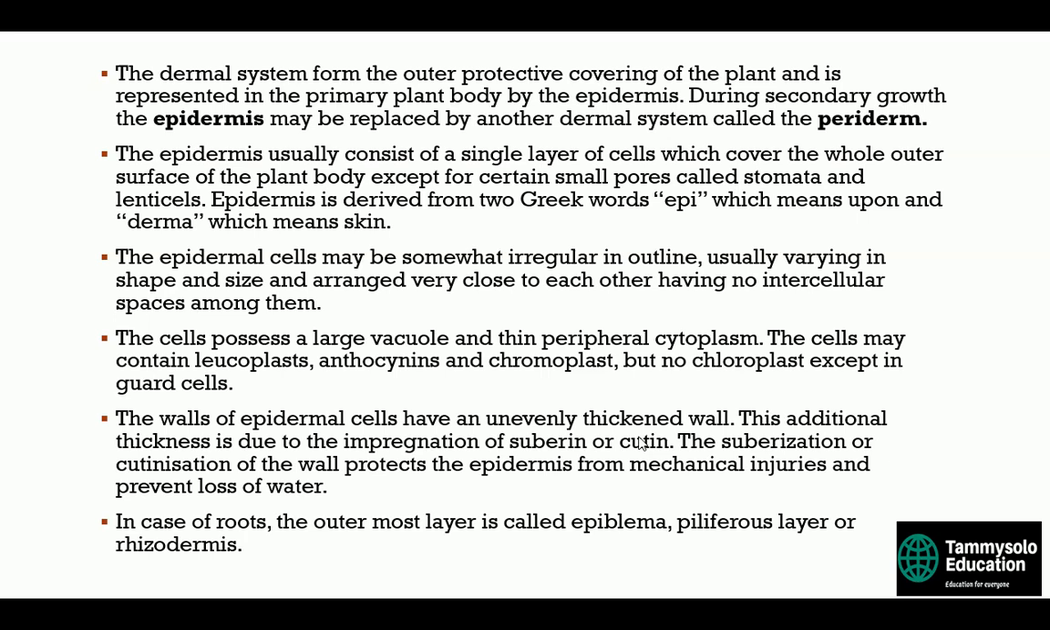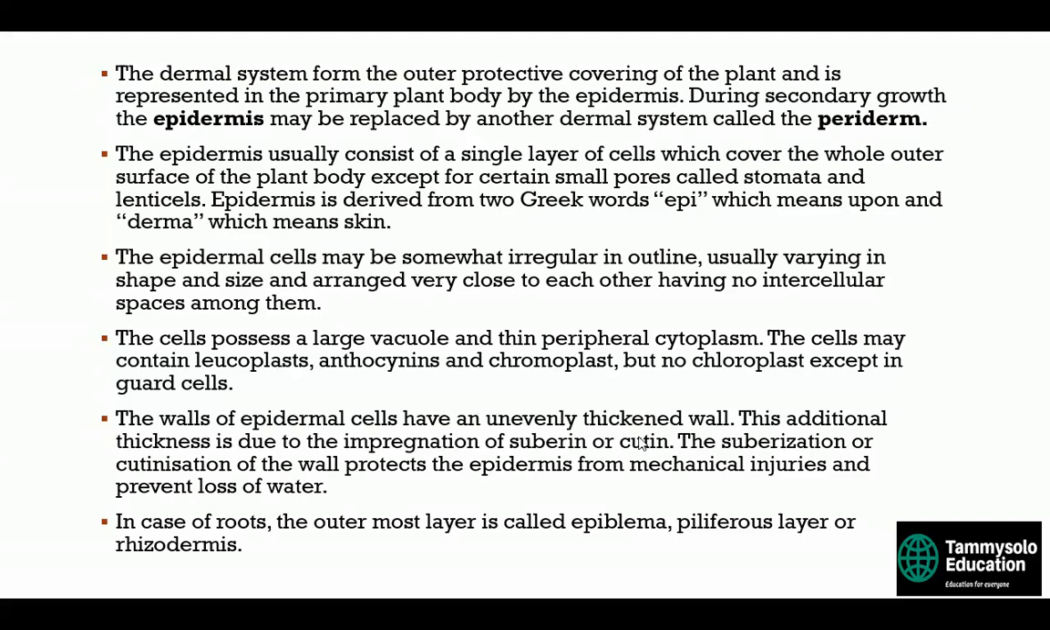The dermal system forms the outer protective covering of the plant and is represented in the primary plant body by the epidermis. However, during secondary growth, the epidermis may be replaced by another dermal system called the periderm. You remember the periderm in the last class about tissues. If you've forgotten, please go back and learn more about periderm.